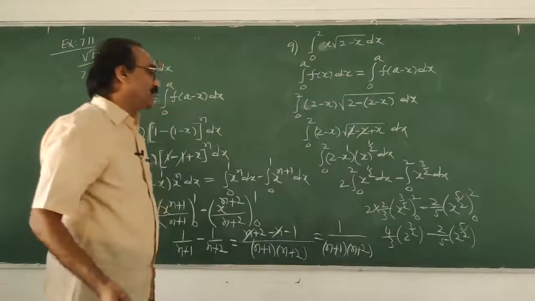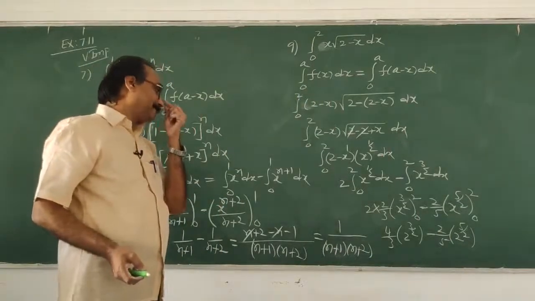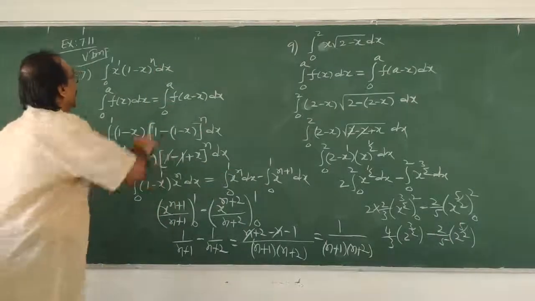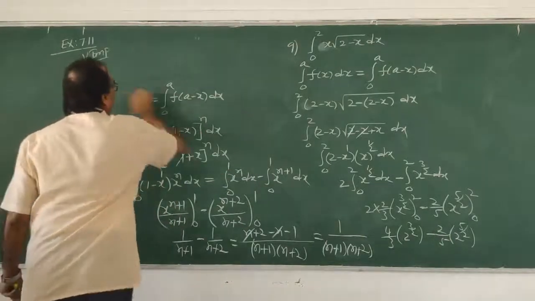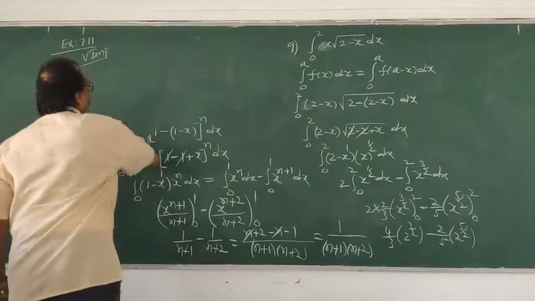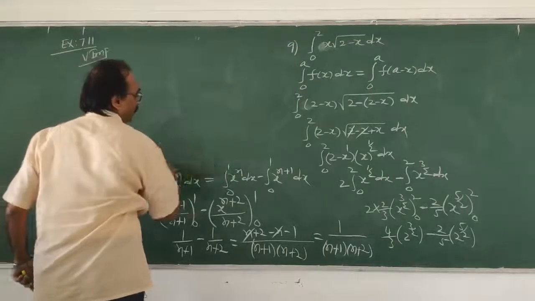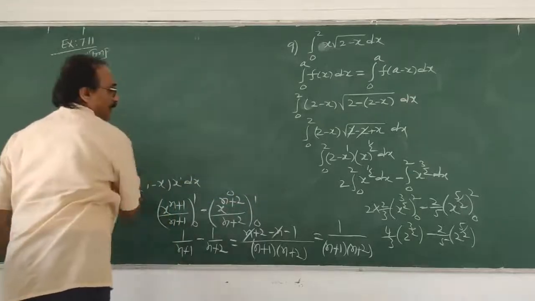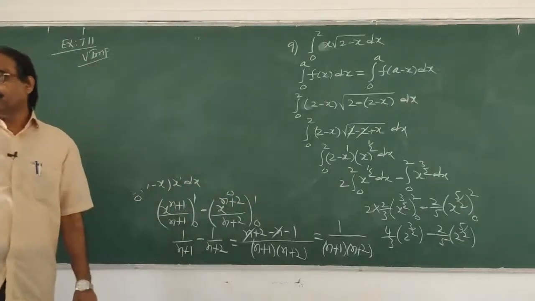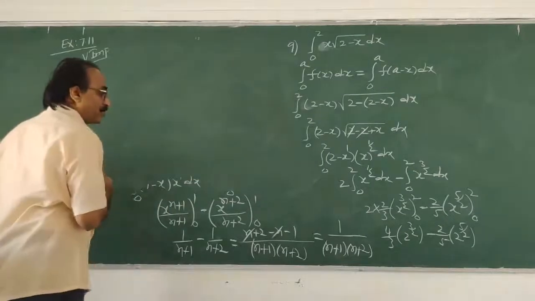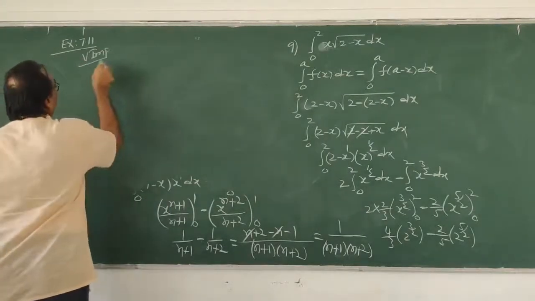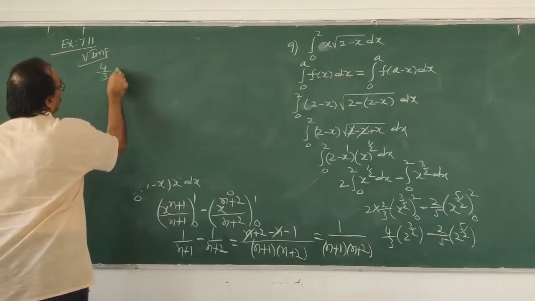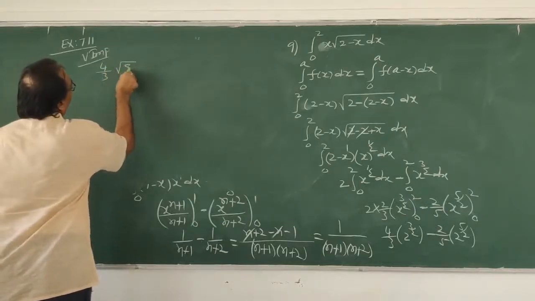Now we have to do the simplification, because that is over. I am going to rub this, problem number 9 now. See, what did you get finally? 4 by 3 into 2 to the power of 3 by 2. 2 to the power of 3 by 2 means square root of 8. Correct?